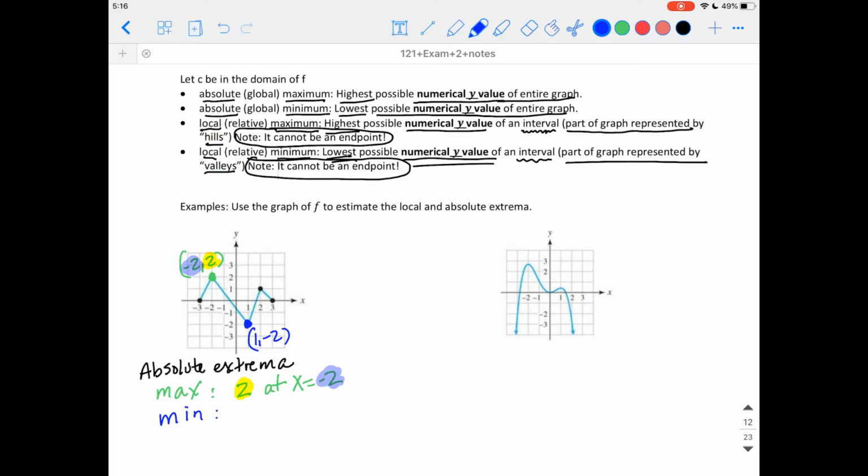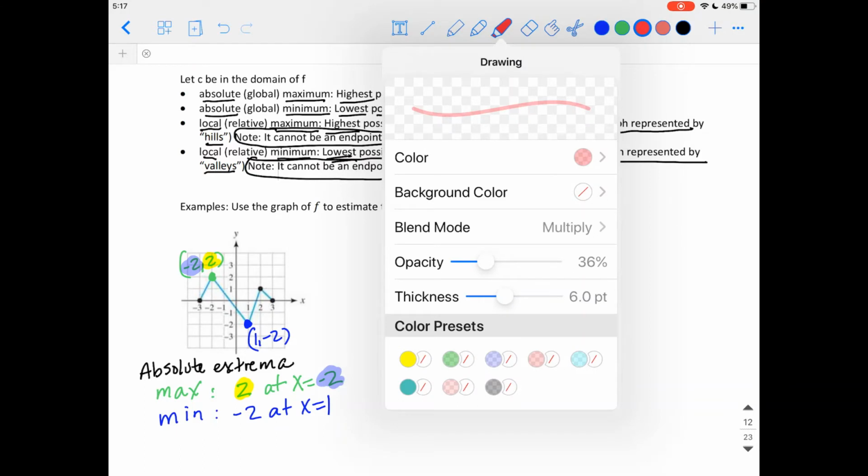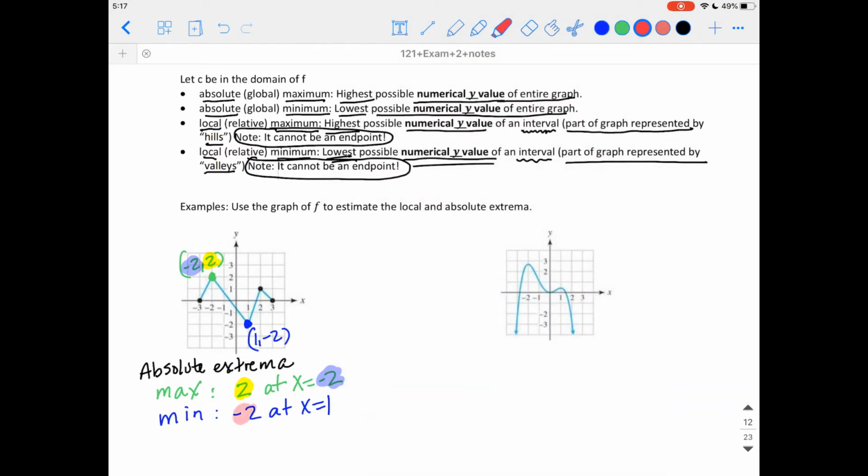So the absolute max is the absolute highest point, and it's the y value of that point. The absolute min is the lowest point on that graph, and the answer is the y value of it. So again, the min is going to be -2 at x equal to 1. And so let me highlight here. It's going to be -2 because it's the y value at that lowest point.